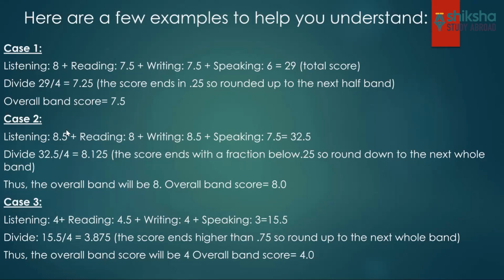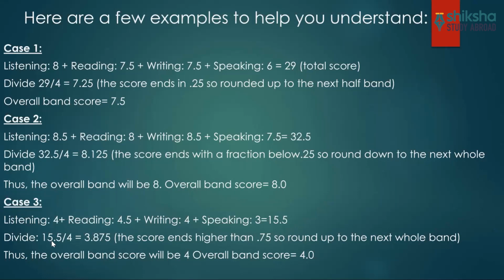Now, if we see example 2: listening 8.5, reading 8, writing 8.5, and speaking, the candidate has got 7.5. So the total which has come up is 32.5. Now divided by 4, it comes to 8.125. Now the score ends with a fraction below 0.25, right? So round it down to the whole band. Thus the overall band will be 8. Overall band score 8.0.